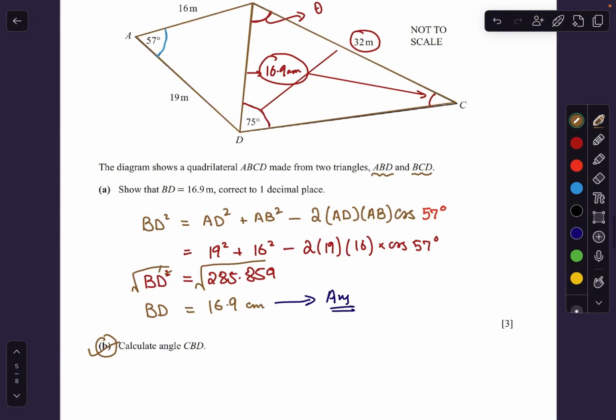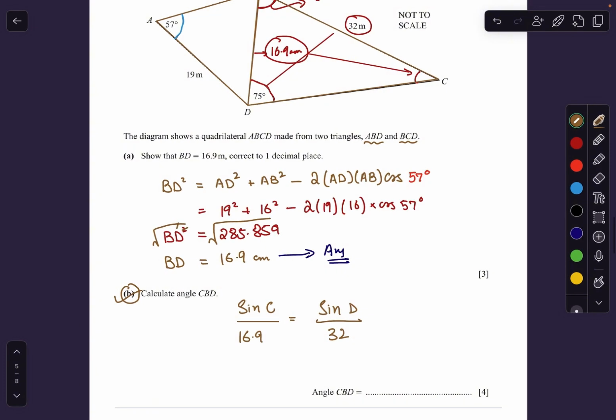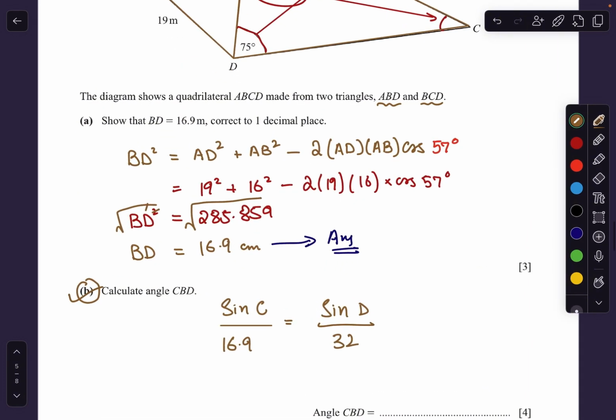To get the angle C, what will we be applying? The sine rule. The sine rule says that sine of angle C, divided by the side opposite to it, which is 16.9, equals sine of angle D, which is given, divided by the side opposite, which is 32 meters. Okay, these are in meters, so we'll take them all in meters. The last question should also be in meters. There's a small mistake here; you can convert it to meters, to keep the units constant.